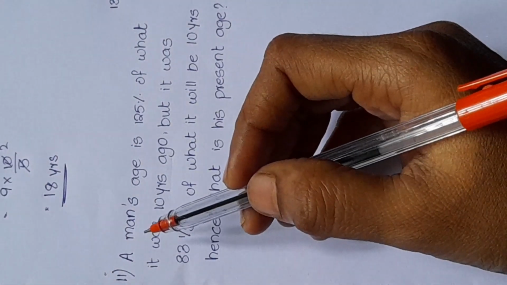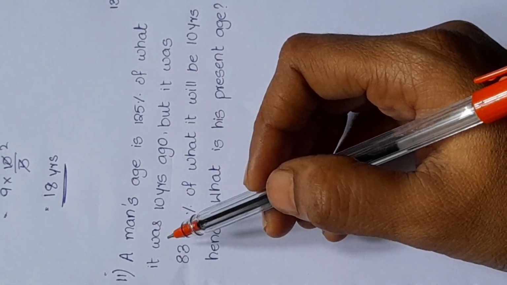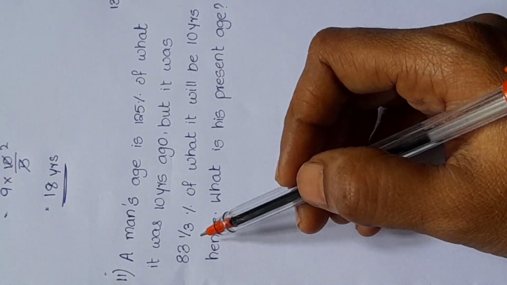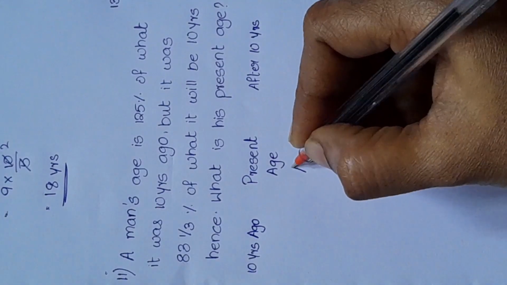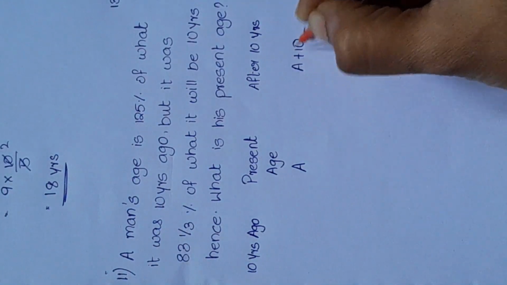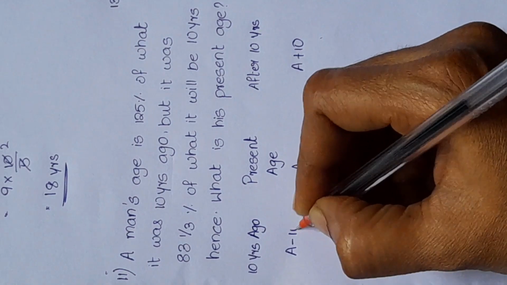11th question. A man's age is 125% of what it was 10 years ago, but it was 83 1/3% of what it will be 10 years since. What is his present age? Let the present age be A, and after 10 years it is A plus 10, and 10 years ago it is A minus 10.